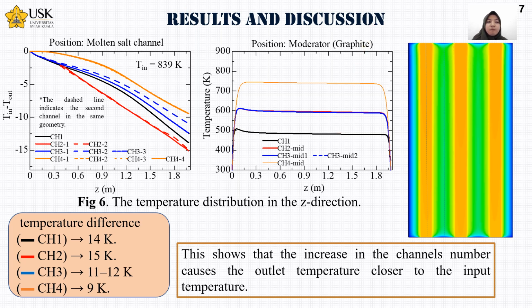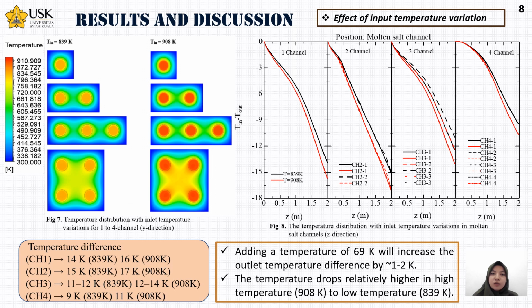The second point for the result is the effect of input temperature variation. Figure 7 shows us the temperature distribution with inlet temperature variation for 1 to 4 channels. The spectrum shows us the difference in the temperature values, where dark blue contours indicate the lowest temperatures and the red contours indicate the highest temperature.